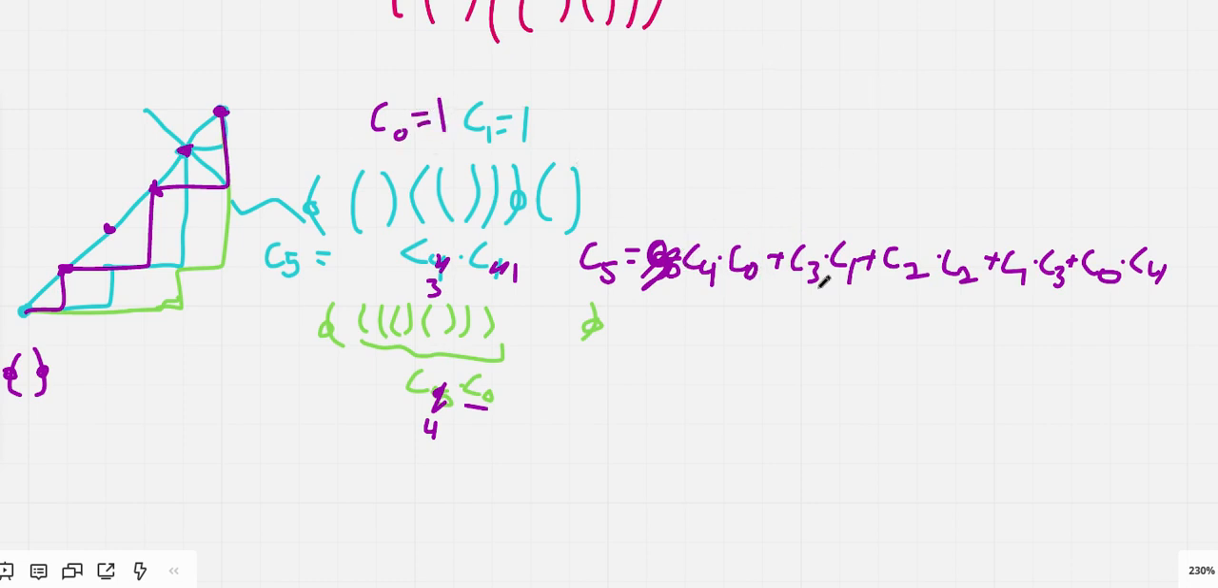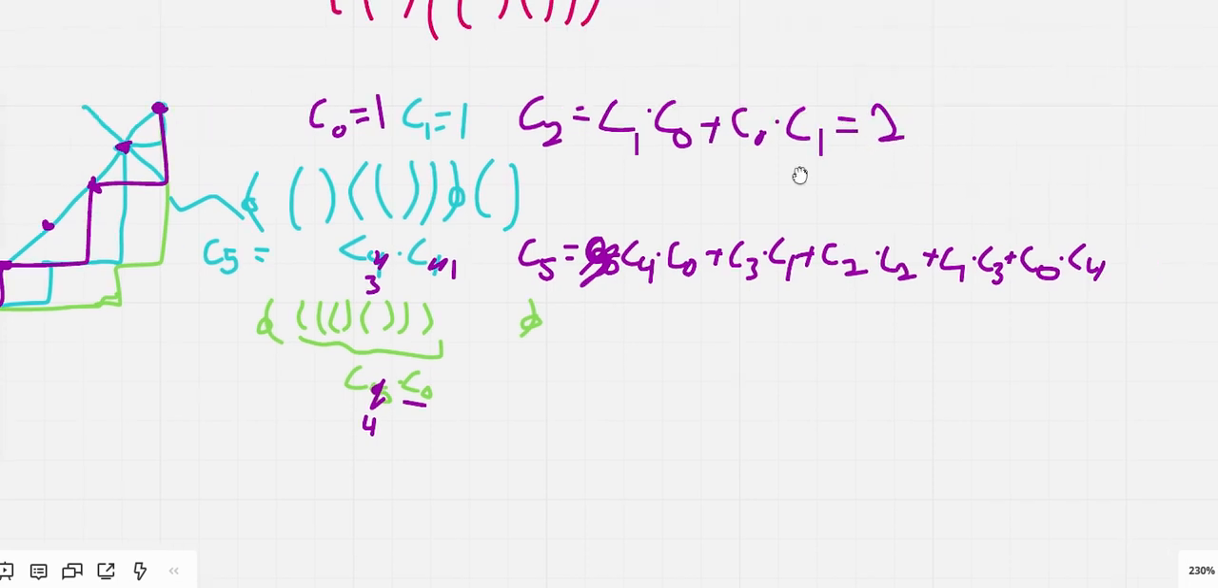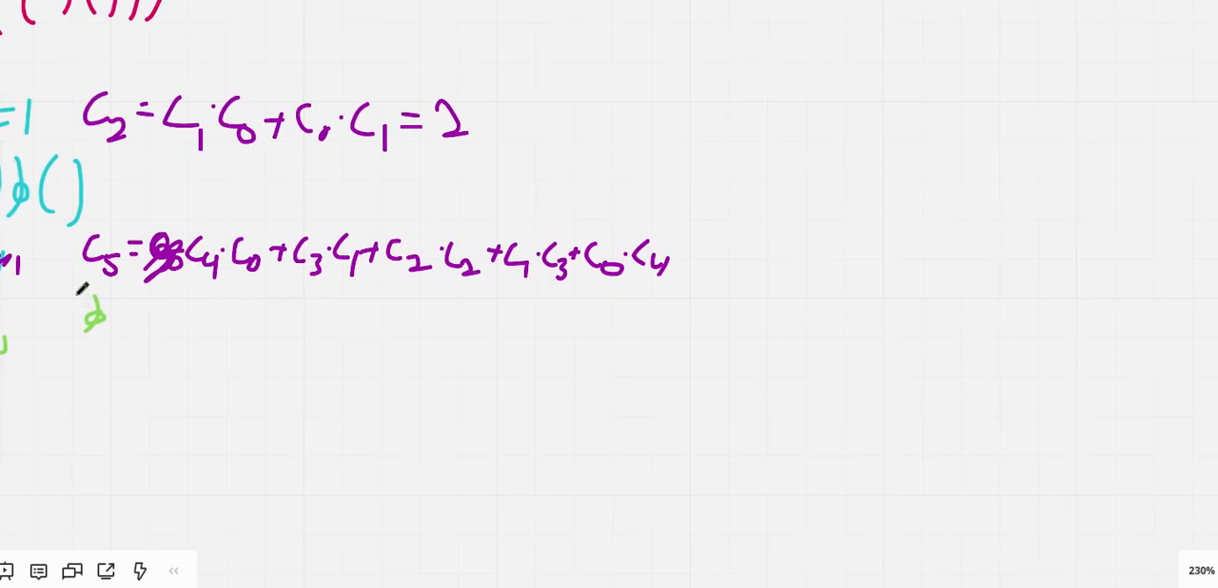And then we can build on our definition here. So if we wanted to calculate C2, for example, it would be C1 times C0 plus C0 times C1, which is 2. So what we've done here is we've established a recursive definition for Catalan numbers.